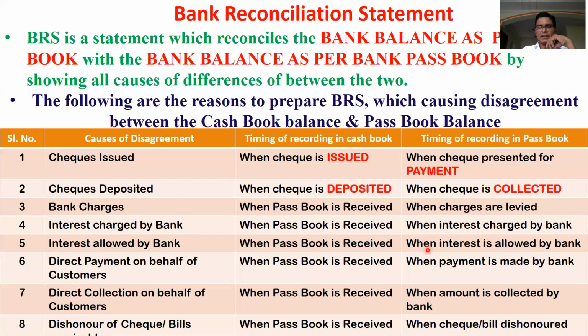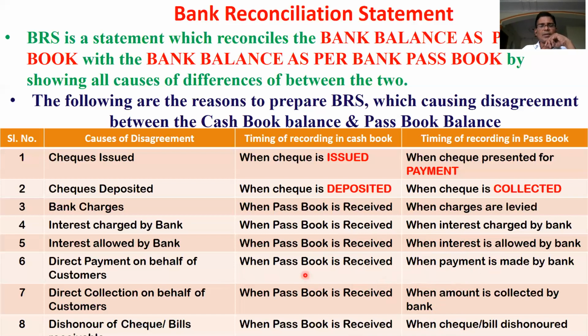Interest allowed by the bank. For example, we have a deposit in a bank. Obviously, every month the banker is going to credit the interest, but we have no intimation of it because we didn't go to the bank and we have not yet printed the passbook. The interest is already credited in the passbook, but there is nothing recorded in the cash book. So there is a gap, a timing gap between these two. That's why there is a difference between the bank balance and the cash balance.